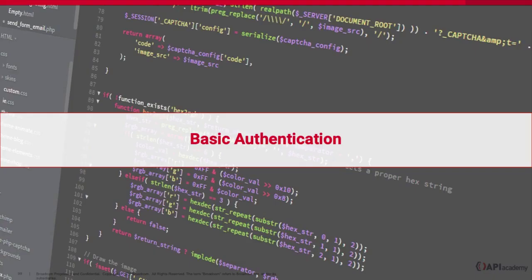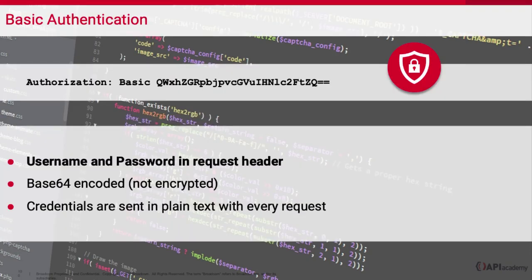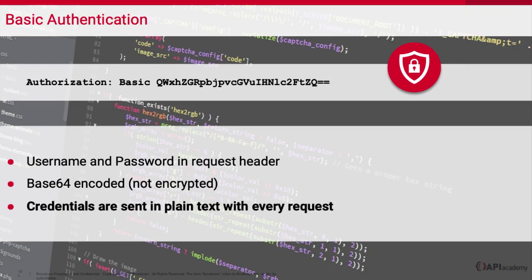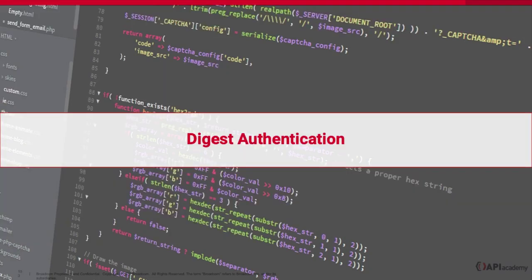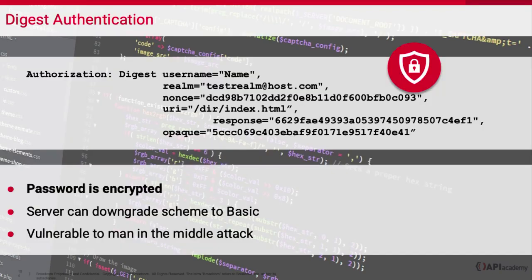In Basic authentication, username and password are in the request header. Base64 is encoded, not encrypted, and credentials are sent in plain text with every request. As for the Digest authentication, the password is encrypted, and the server can downgrade scheme to Basic. This type of authorization is vulnerable to man-in-the-middle attack.